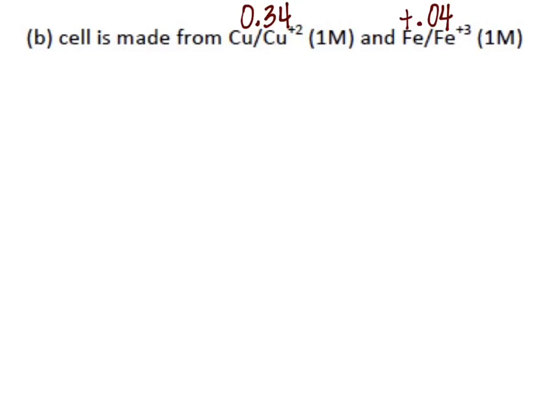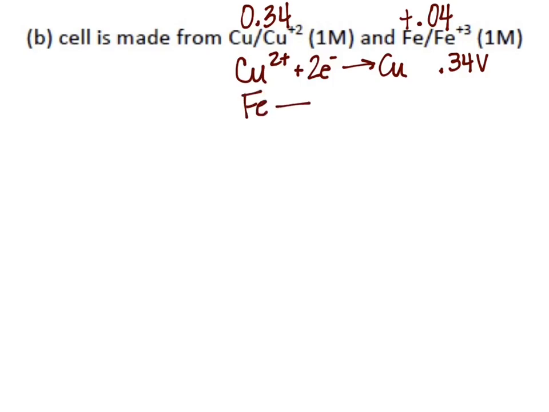Okay. So we have copper 2 plus plus 2 electrons going to copper, and its number is 0.34 volts. We have Fe going to Fe3 plus plus 3 electrons, and its number is positive 0.04. So if it was written the other way, like Fe3 plus... Fe. No, why did I put the copper?